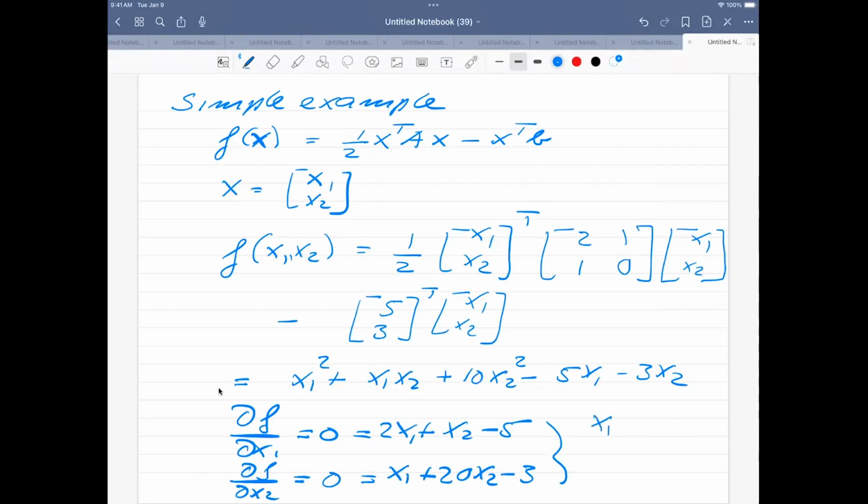Then what I get is x1 is 97 divided by 39, and x2 is equal to 1 divided by 39, which is close to 0.026, and this one is close to 2.49. So that's the solution when we want to find the optimal parameters, x1 and x2.